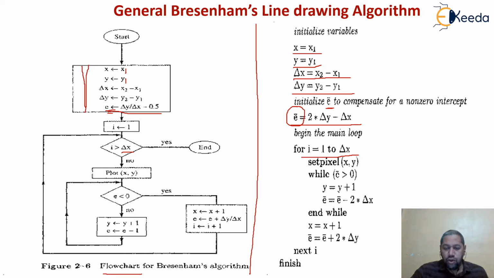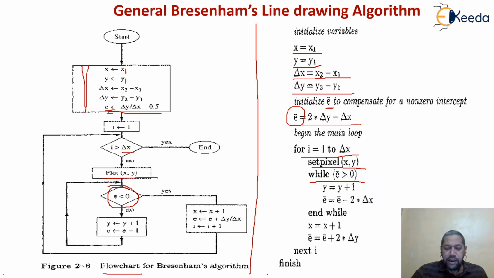Initially, obviously, my starting point is x1 and y1. I will set that pixel, I will activate that pixel if I is less than delta x. If I is less than delta x, plot that particular pixel. Simultaneously, I am explaining the flowchart as well as the algorithm. So plot x comma y or set pixel x comma y. Now after that, I have to find out the sign of the error term. This condition is very important, or I will convert it into the while loop.